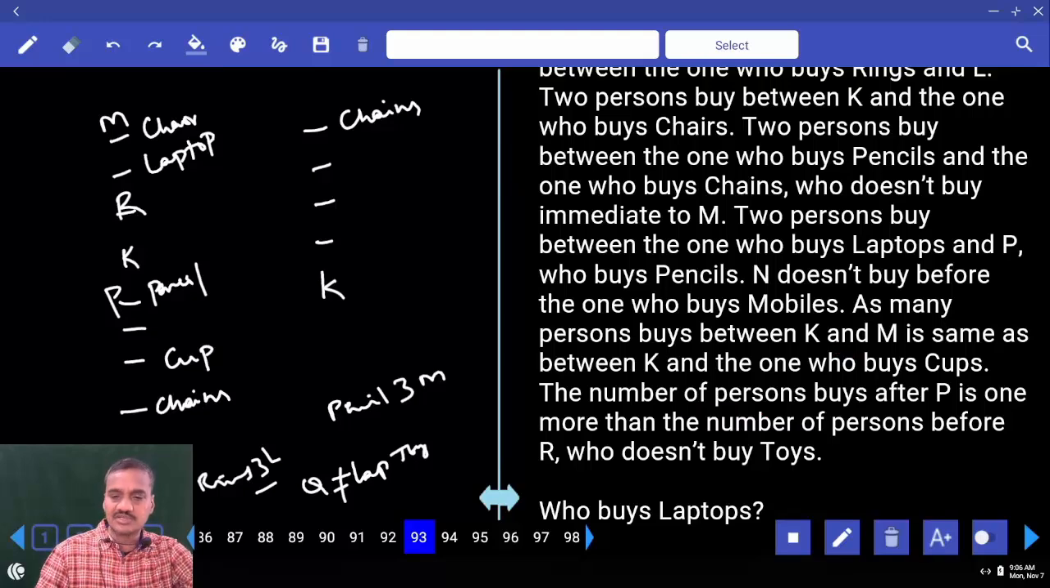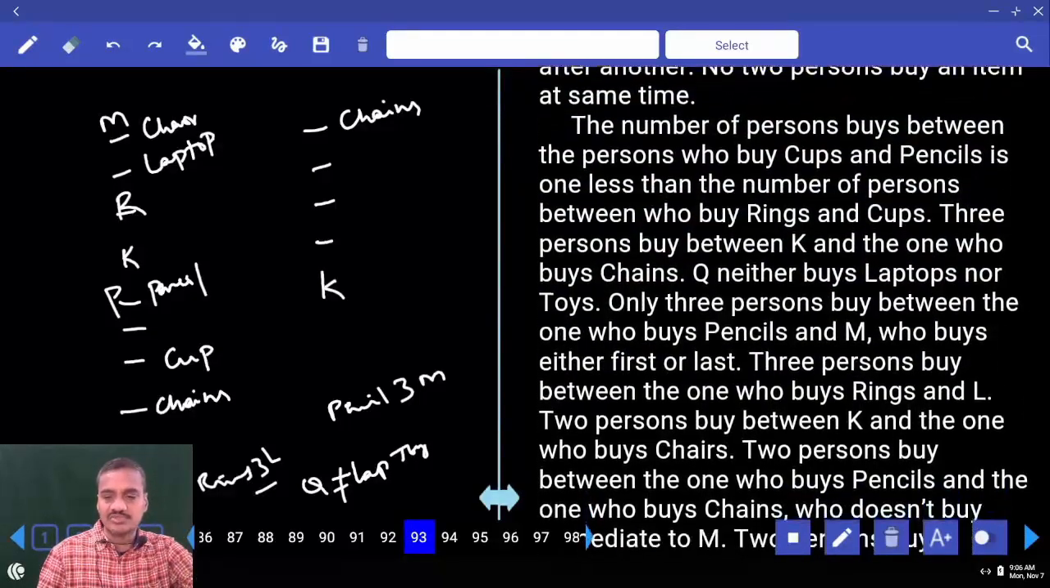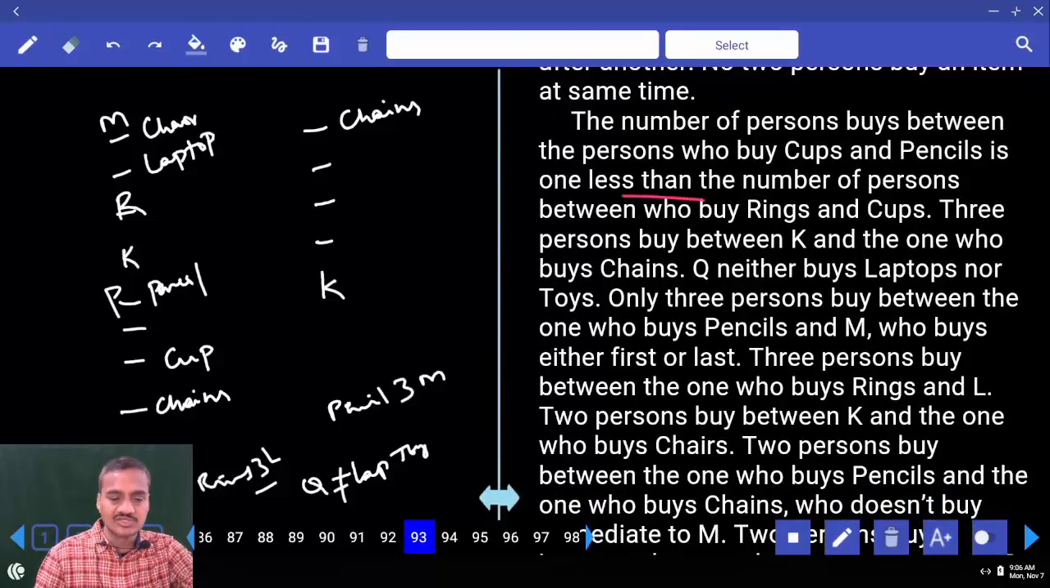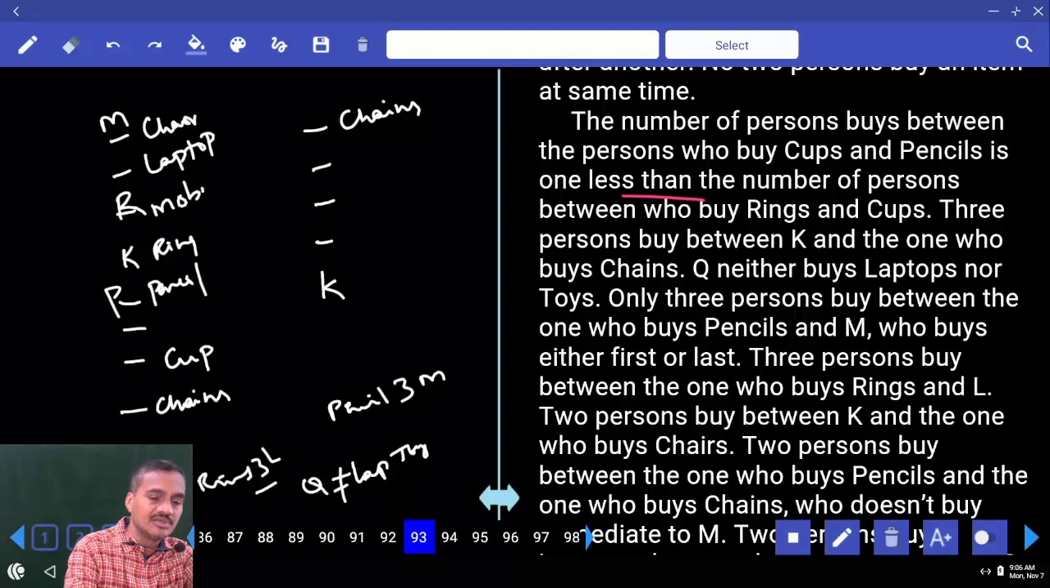And the first information we have not taken yet. The number of persons between pencil and cup is 1 lesser than between ring and cup. So between ring and cup how many must there be? 2 members. Ring and cup must have exactly 2 persons. Ring is here. If ring is here, mobile must be here. Why here? Because N is after this mobile. If N is after this mobile, then Q is neither a laptop nor toy. Where should toy be? Q can be at any one of these 2 places.